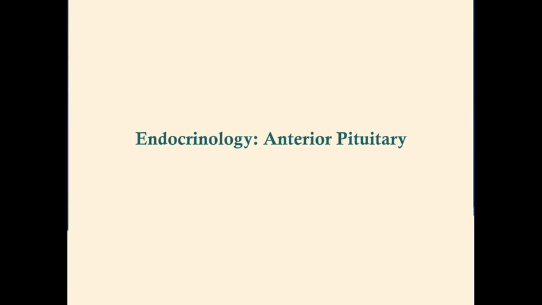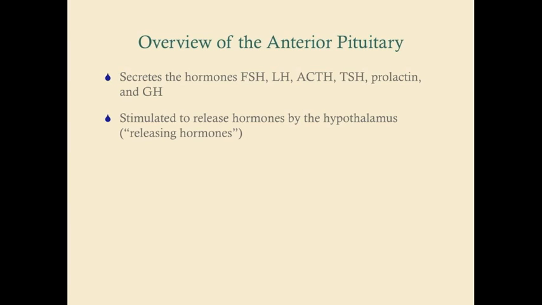Okay, so we're going to talk about diseases of the anterior pituitary here. And the anterior pituitary secretes the hormones FSH, LH, ACTH, TSH, prolactin, and GH. Now, the big difference between the anterior pituitary and the posterior pituitary, besides the fact that they secrete different hormones, is that the anterior pituitary, the adenohypophysis, creates the hormones that it secretes, whereas the posterior pituitary is more of just a conduit. The hypothalamus actually makes the hormones it secretes, and it just goes through the posterior pituitary.